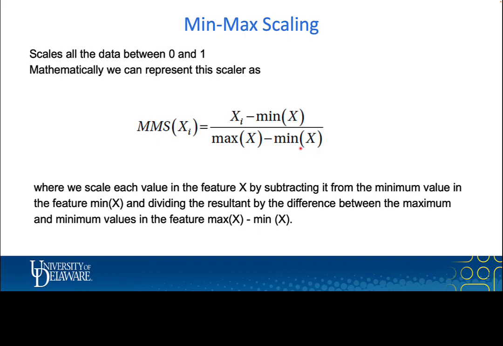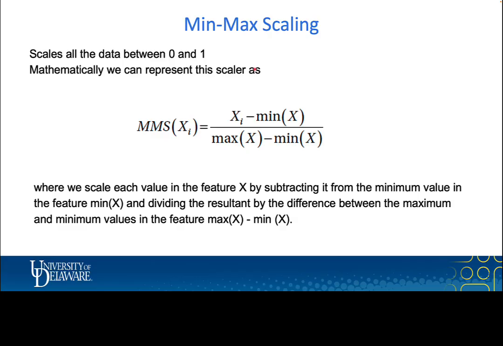Another scaling technique is called min-max scaling, which scales all the data between 0 and 1. And here is the formula. We scale each value in the feature x by subtracting the minimum value in the feature, min x, and dividing the resultant by the difference between the maximum and the minimum for x. Even though the scale is 0 to 1 in this scaling, the MinMaxScaler class in scikit-learn that you may use in your tutorial also allows you to specify your own upper and lower boundary in the scale value using the feature range.